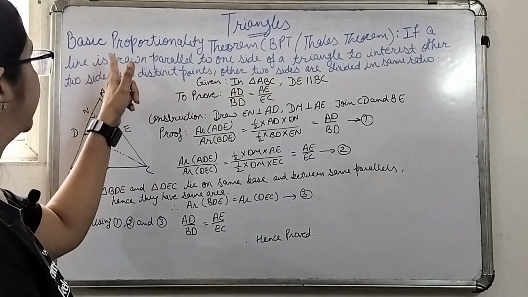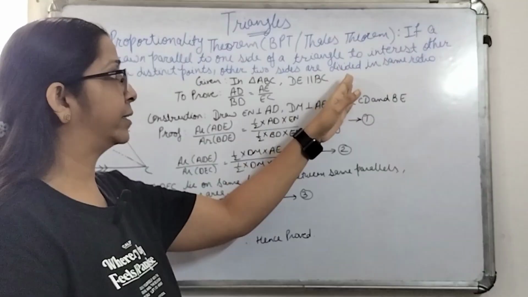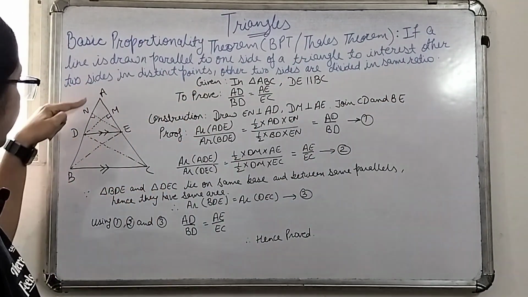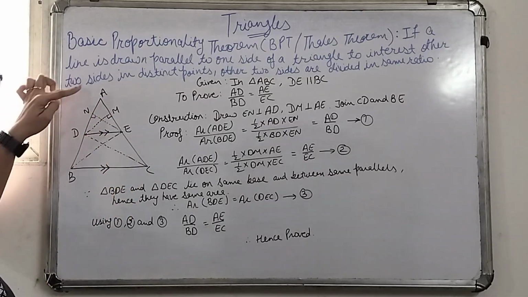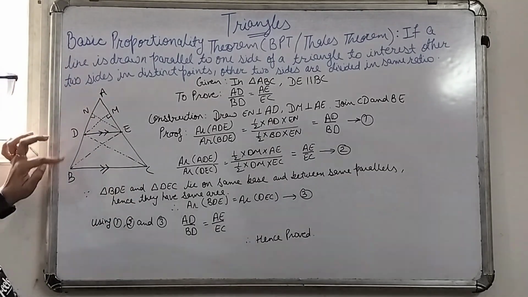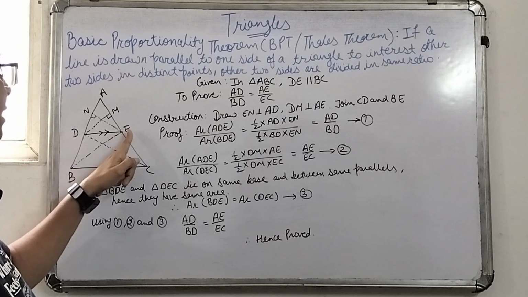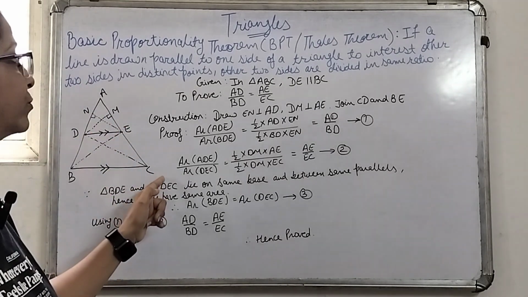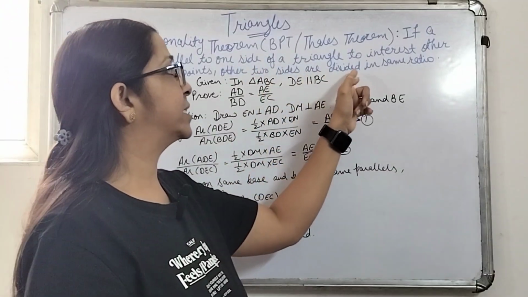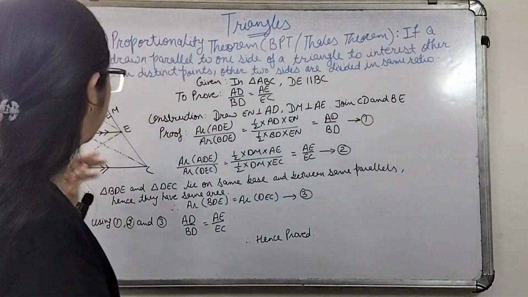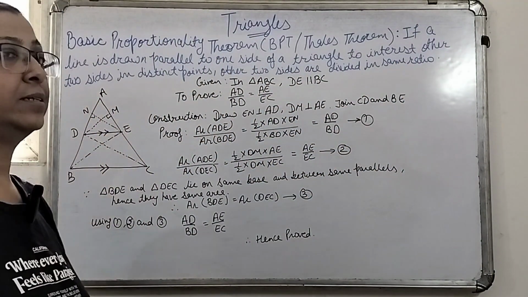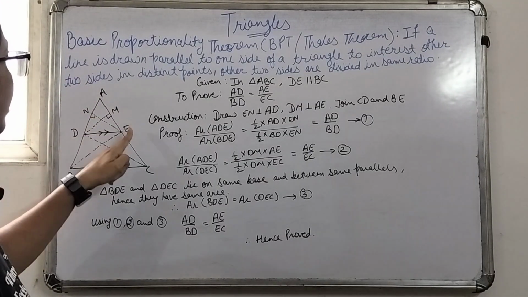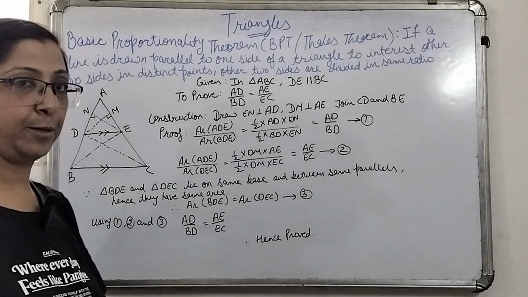If a line is drawn parallel to one side of a triangle to intersect the other two sides at distinct points, AB at D and AC at E, then the other two sides are divided in the same ratio. That means AD over DB will be equivalent to AE over EC.